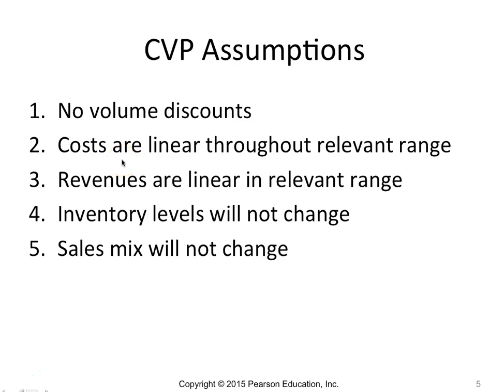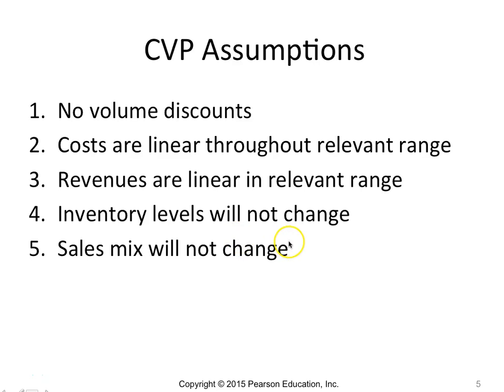If it's a variable cost, the per unit cost is a constant. If it's a fixed cost, the fixed cost will never be constant. But this one says costs are linear through the relevant range, so it's a constant variable cost. Revenues are linear in the relevant range, which means the sales price is a constant, within a certain range, so that's 50,000 units or 1 million units or so.